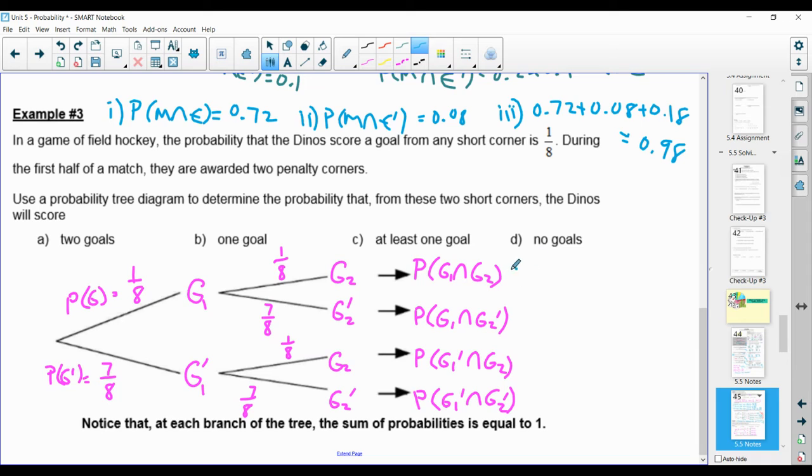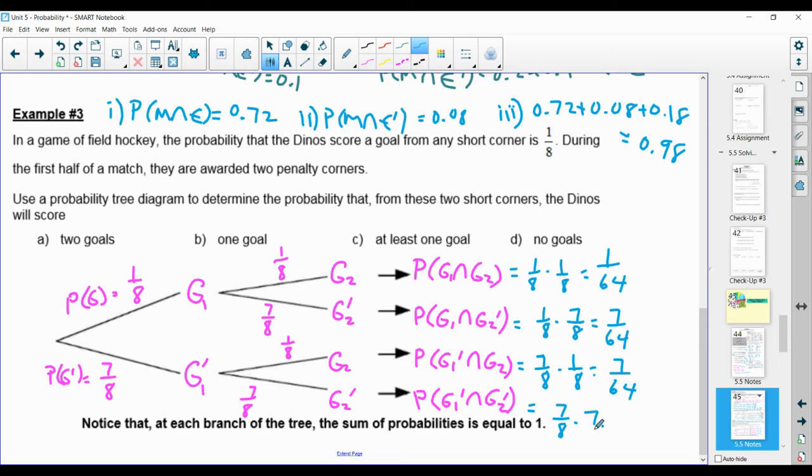So if we write out our scenarios here, we would have 1/8 times 1/8, which is 1/64. For making a goal and missing a goal, we'd have 1/8 times 7/8, which is 7 out of 64. Missing and making would be 7 out of 8 times 1 out of 8, which is also 7/64. And the last example, missing both, 7/8 times 7/8, which equals 49 over 64. And again, if you add these up, everything should add up to 1.